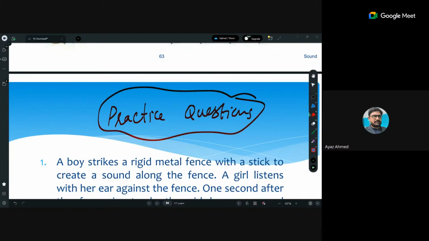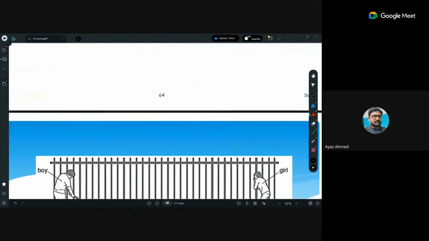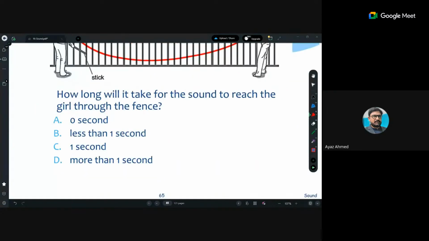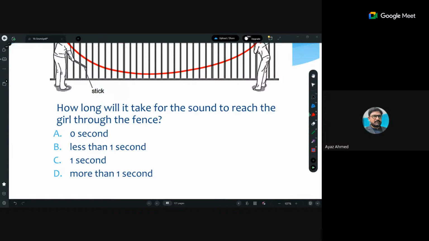And the first question in front of you: a boy hits a metal railing and a girl is going to hear the sound. The girl will hear two bangs. One bang travels through air and one bang through this grill. That will reach first, and the second bang, which is through here, will be later on. Right? So remember one thing: how long it takes for the sound to reach the girl through the fence.